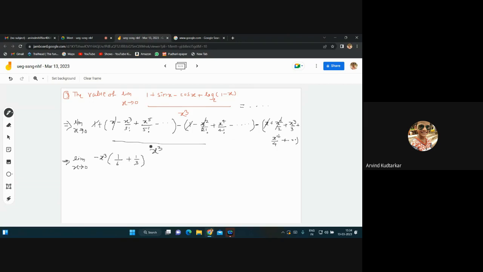Next, what can it be? After that x cube, there will be a term of x raised to 4. In ascending order you have to consider their terms. Ascending order means the first term is x raised to 0, then x square, x cube, and in this way you have to consider the terms.